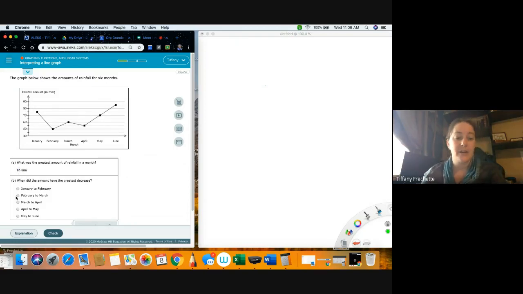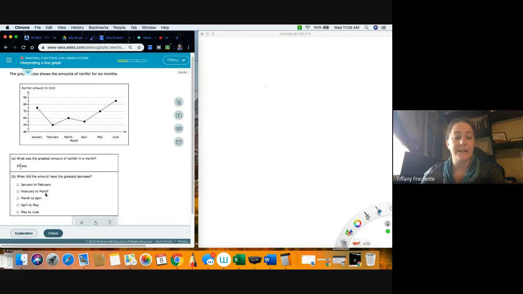All right. When did the amount have the greatest decrease? Sorry. With this one, we don't have a lot of decreases. There's a great big decrease here, a little increase, a little decrease, and then a great big increase. So what we want to do is look for the greatest decrease, and I kind of already gave that away. We have a great big decrease here. So again, that line is going down really fast.